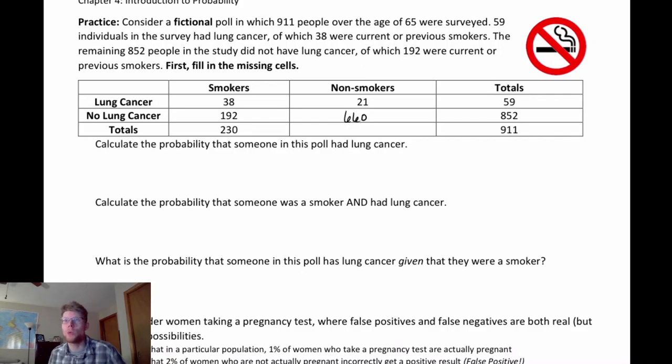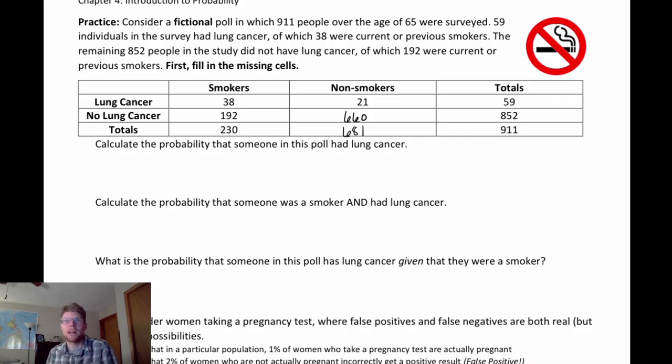And then the total, we can do the same thing here. There's a couple ways that we could do this calculation, but I'm going to do 911 minus 230 to figure out that about 681 people are missing here, which also makes sense because it should be the sum of these two numbers above it.